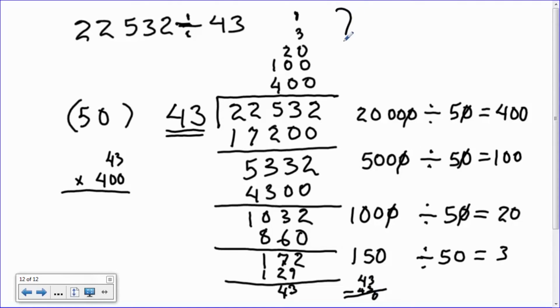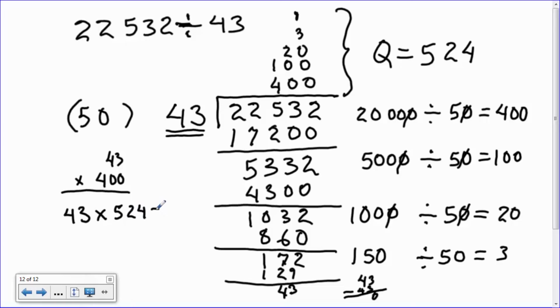So when I add up the partial quotients, and there are 5 of them, 400 and 100 is 500, add 20 is 520, then 4. So the quotient is exact and actually becomes 524. I can check. Is it true that 43 groups times size 524 actually gives me the original dividend D, which is 22,532? And the answer is yes.